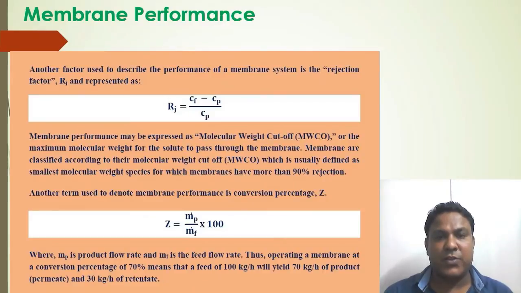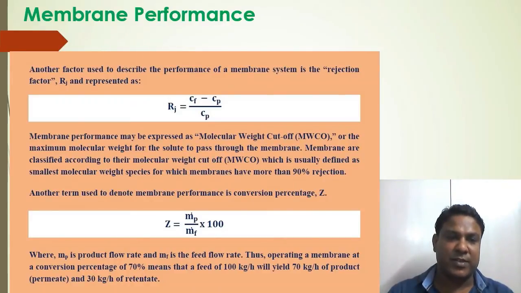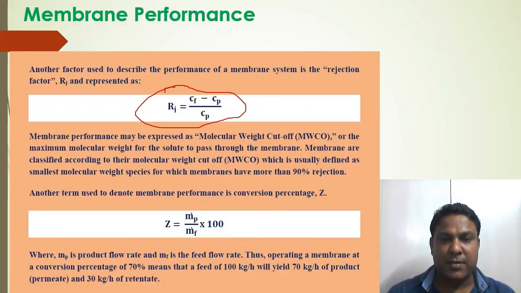Another factor used to describe the performance of a membrane system is the rejection factor, denoted as Rj, and presented as Rj equal to Cf minus Cp upon Cp. So this is the rejection factor. In the retention factor, the denominator was Cf.